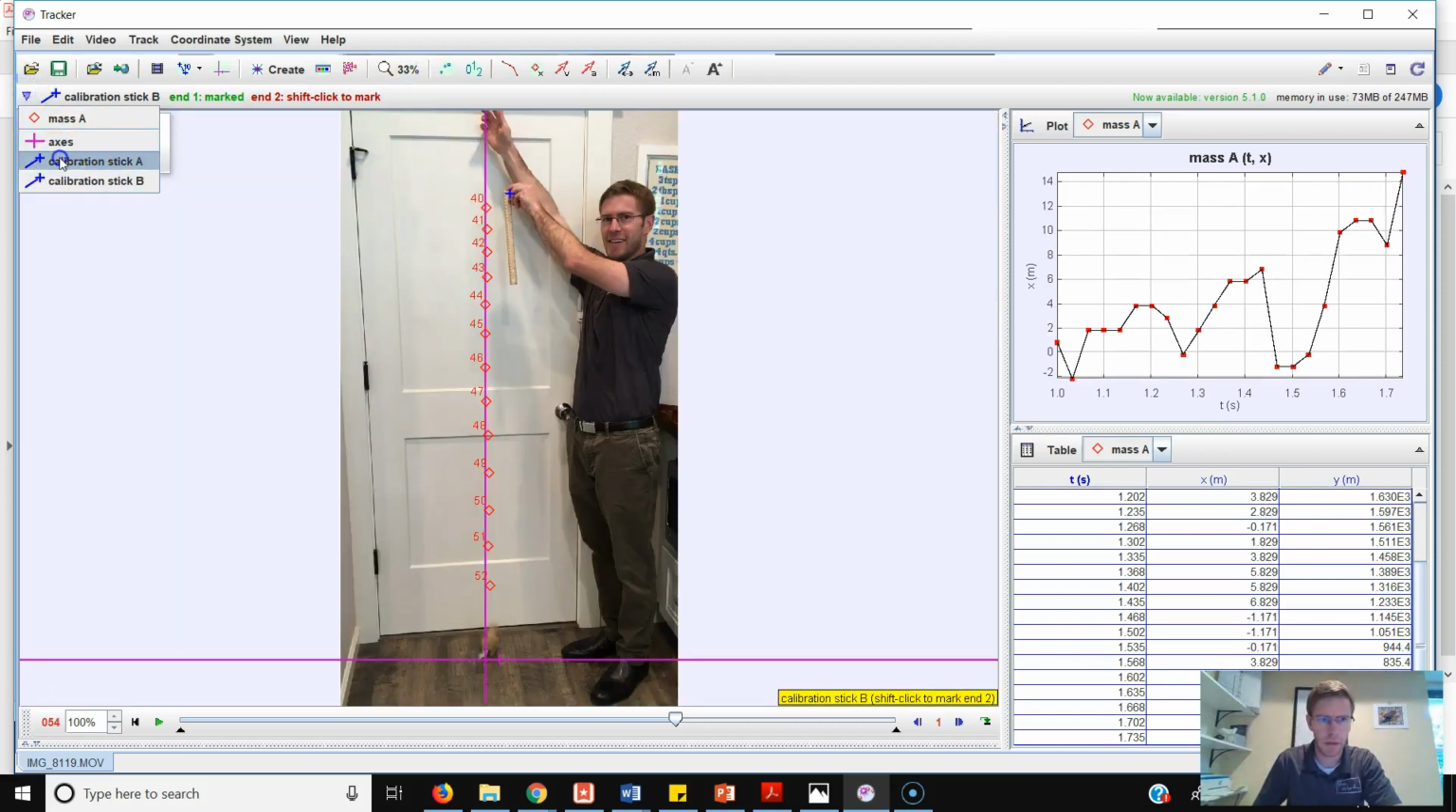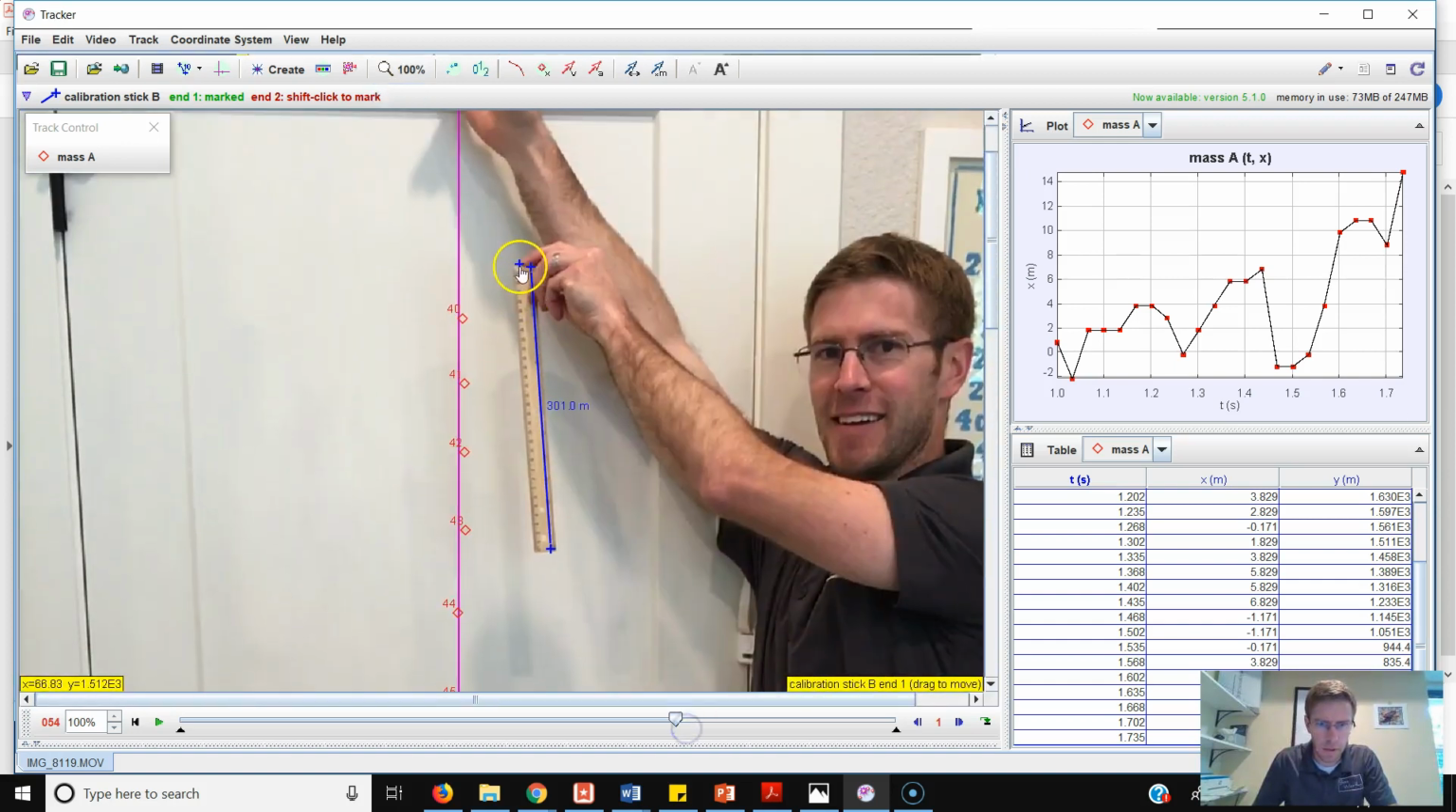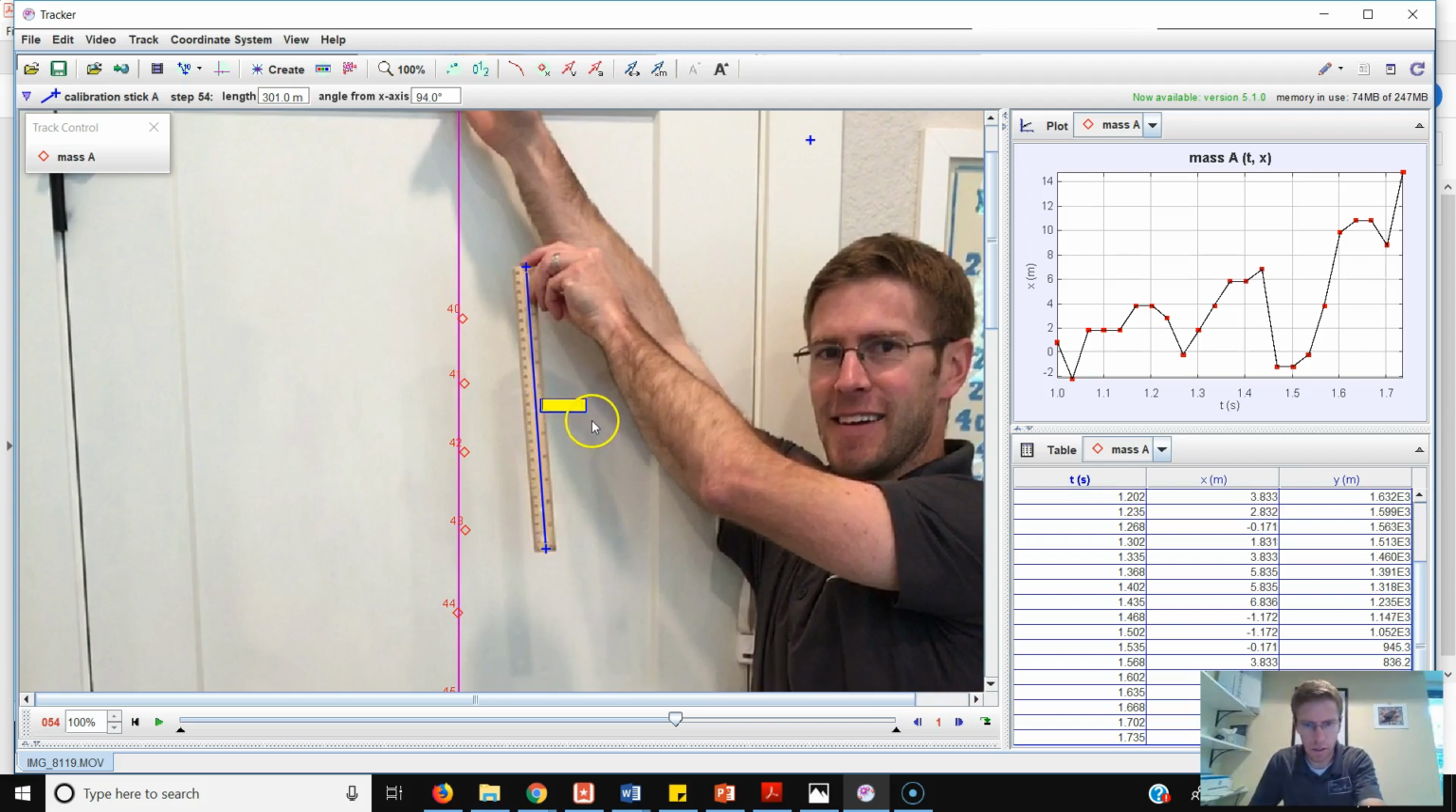All right, so I have my calibration stick here that I'm trying to create. I did pause the video there for a second because I clicked on something incorrectly. But if I want to do calibration stick A, I hold shift, click on one end to start it, and then shift-click on the opposite end to create the calibration stick. Now if I want to zoom back in, I'll zoom in up here. This is from when I messed up earlier, so I'll just get rid of that. But yeah, so we set this up. The length of my ruler is 30 centimeters, so instead of 300 meters, that should be 0.30 meters.